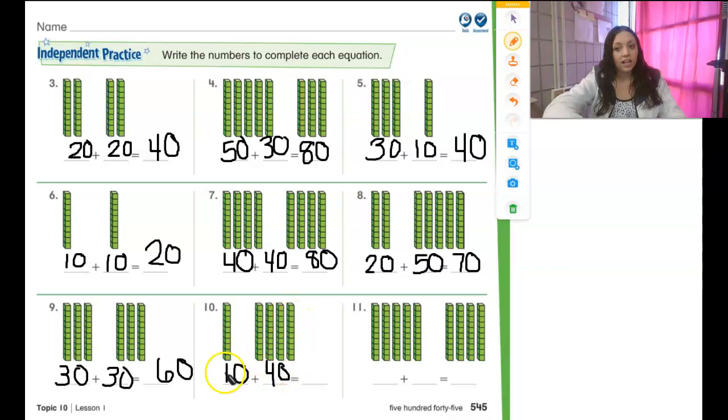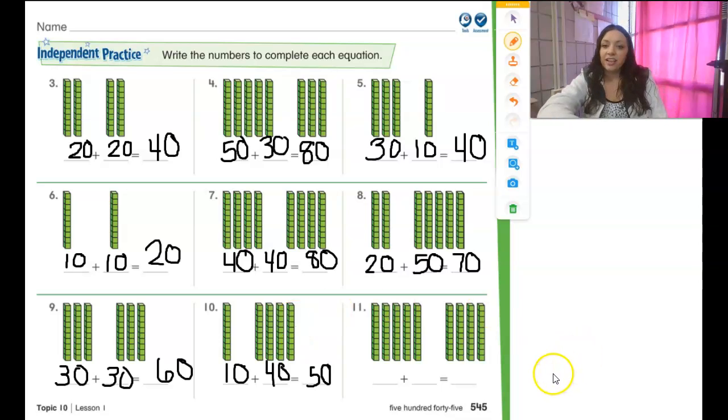So I have 1 ten plus 4 tens. Well, what's 1 plus 4? 5, but it's 5 tens, so it's the number 50. Very good. Let's count it to check. 10, 20, 30, 40, 50.